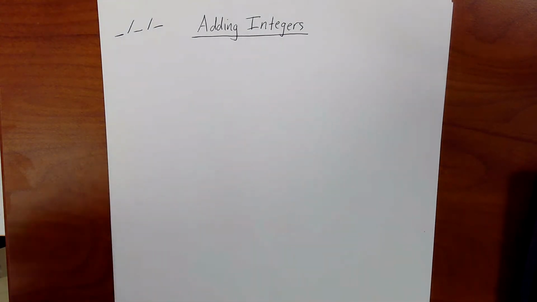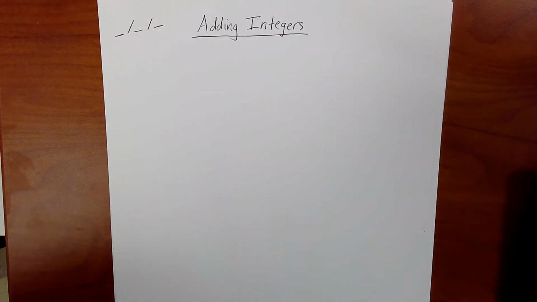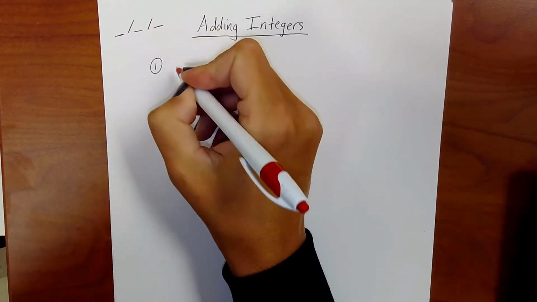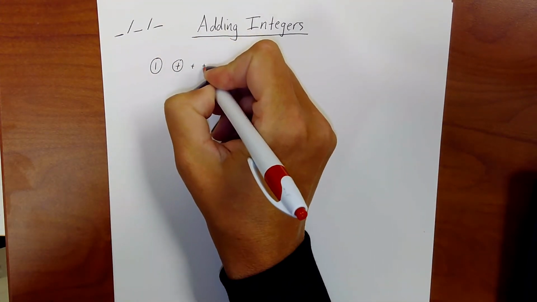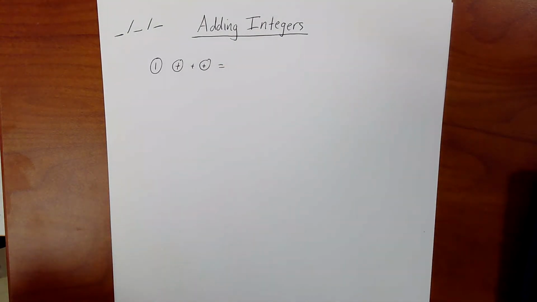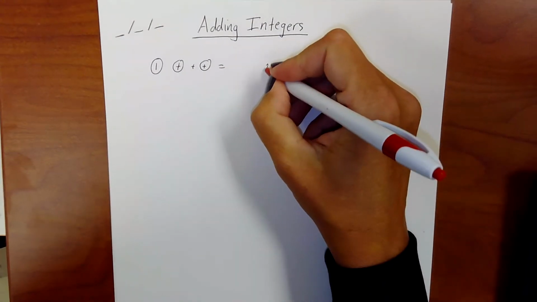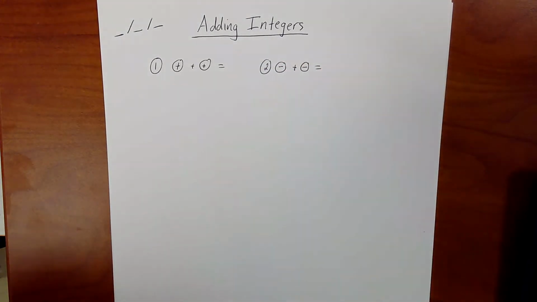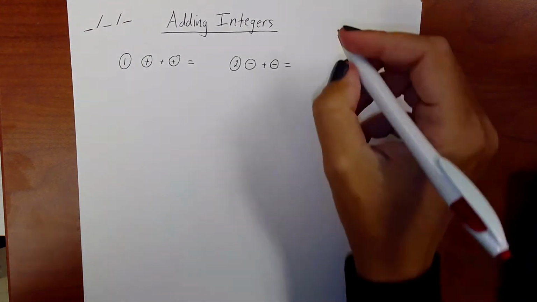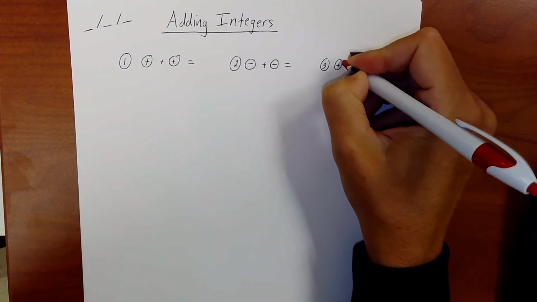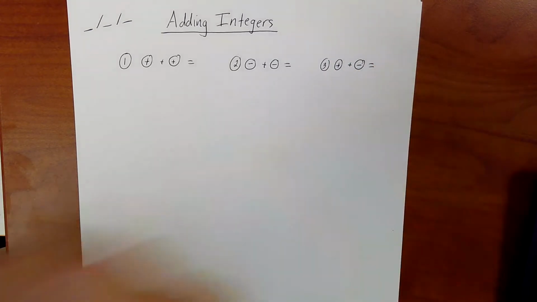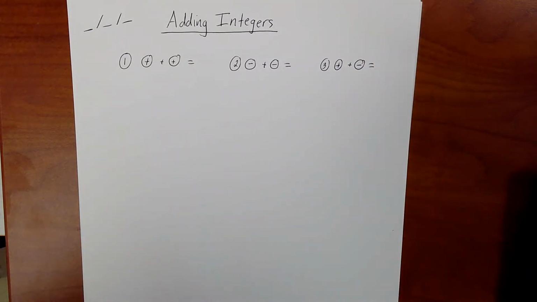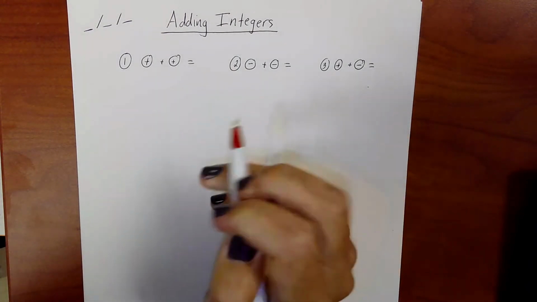So integers we talked about are positive or negative numbers. And there's really three different things that could happen. Either you could have a positive plus another positive, we'd have to figure out what that equals. You could have a negative plus another negative, we'd have to figure out what that equals. Or you could have one of each. Okay, so those are the three different things that could happen. And we're going to kind of explore what answer you get for each one of these.